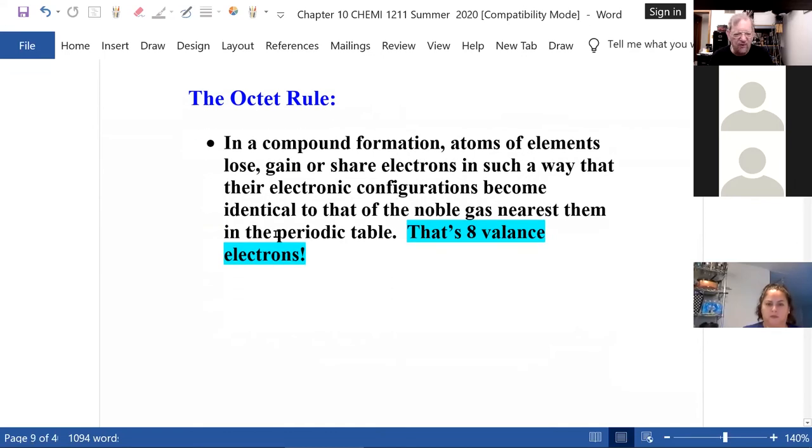And the octet rule, which I'll never ask on a test: in compound formation, in other words, making molecules like your skin, the food you ate this morning for breakfast, water, atoms of elements lose, gain, or share electrons in such a way that their electron configuration becomes identical to that of the noble gases nearest to them in the periodic table. That means 8 valence electrons, which is why it's called the octet rule, 8.